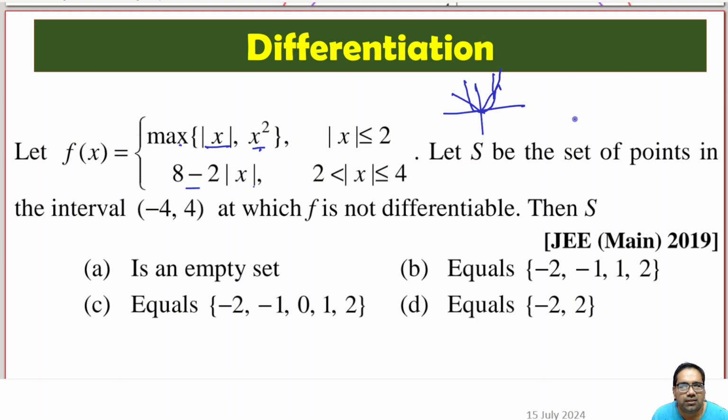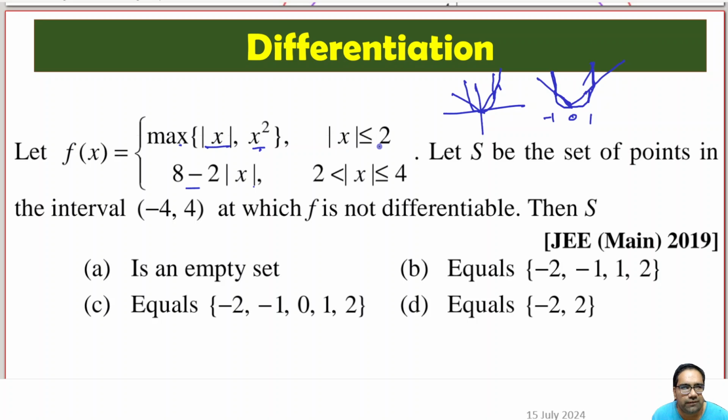So between 0 and 1, we know x is greater than x square. After 1, x square dominates. Similarly, on this side also. Between 0 and minus 1, it is x that dominates, and beyond minus 1, it is x square that dominates.